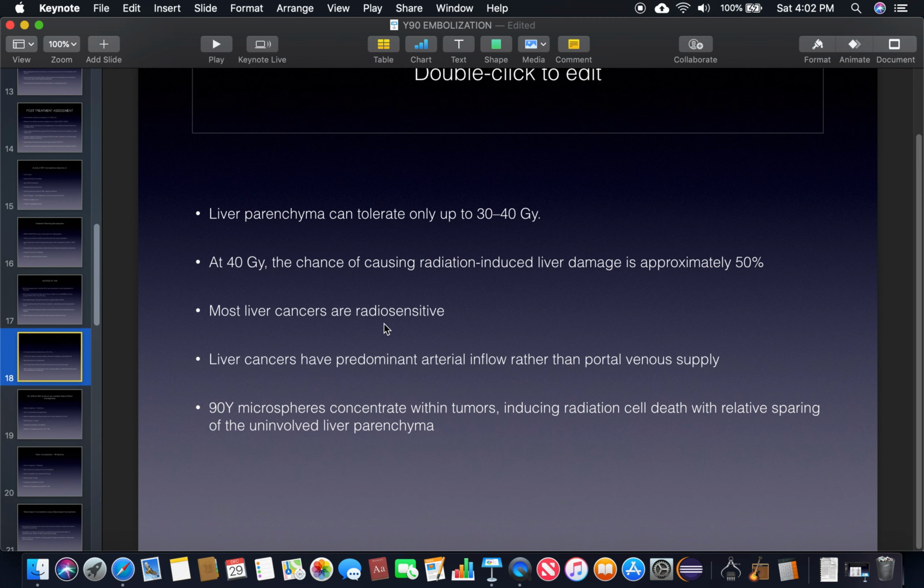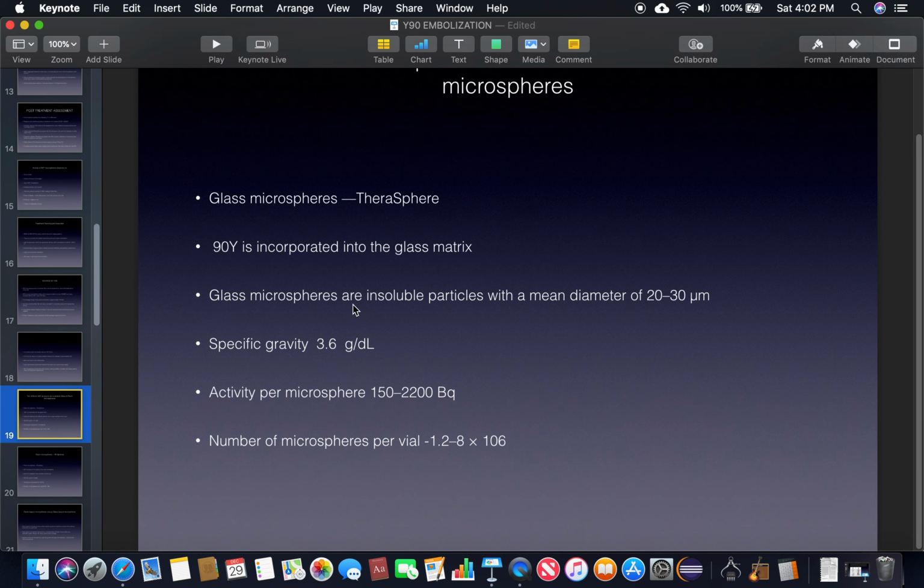Although most liver cancers are radiosensitive, the liver cancers have a predominant hepatic arterial blood flow and not portal venous supply. And when we give microspheres, they concentrate within the tumors and cause radiation cell death and spare the normal liver parenchyma. A few words about these two types of microspheres.